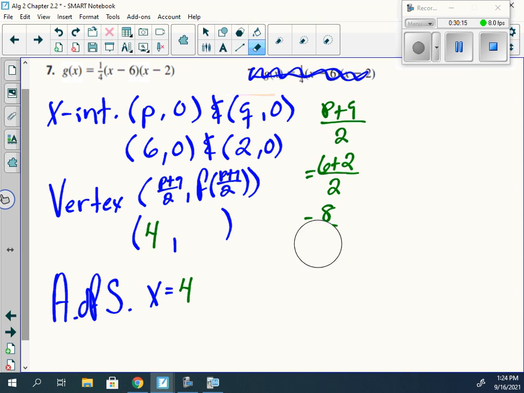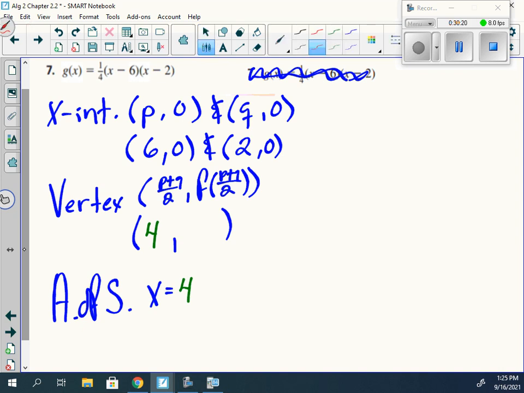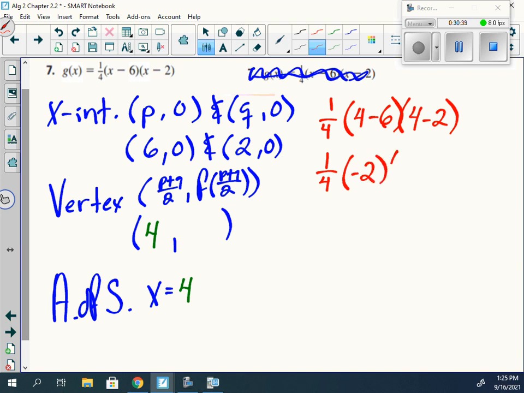And the last thing we need to do is plug it back into the function. Any questions on this here before we plug it back in? Okay, so we'll have 1/4 of 4 minus 6 times 4 minus 2. Well, 4 minus 6 will be negative 2. 4 minus 2 is 2. Let's save the fraction till the end. Negative 2 times 2 is negative 4.